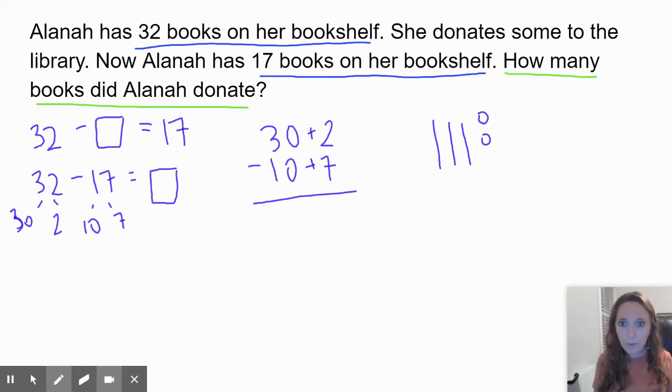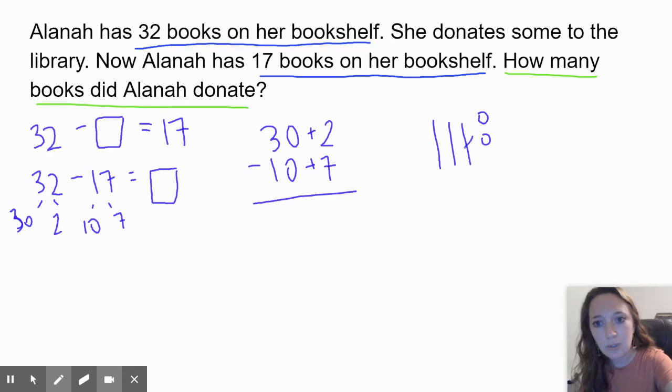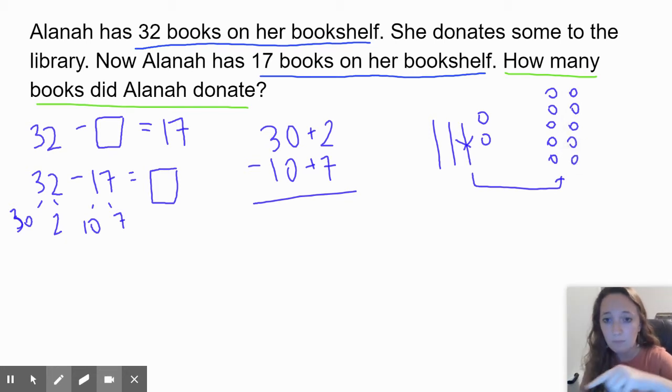What do? We take a 10 to the bank. I'm going to cross that 10 out because I don't have it anymore. And the bank will give me 10 ones. 1, 2, 3, 4, 5, 6, 7, 8, 9, 10. So again, I made sure to cross out this 10, and then the bank gave me 10 ones. Same thing. And now I have enough ones to take away. 1, 2, 3, 4, 5, 6, 7.